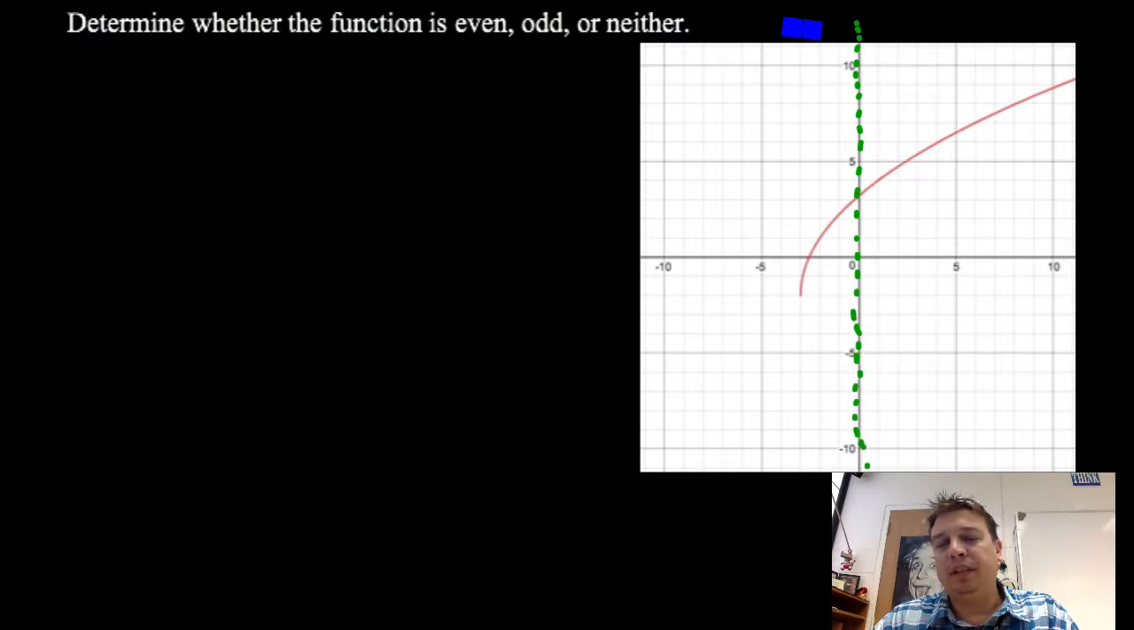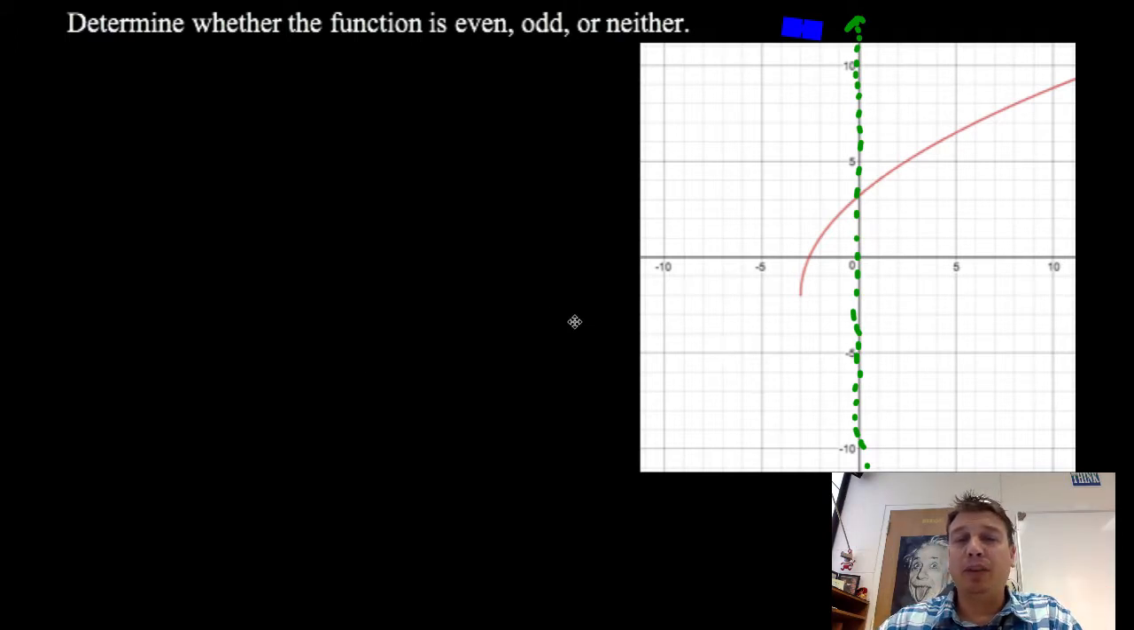Okay, so I have my graph, and I've got my line at the axis of symmetry. If I fold this in half, there's no way it's going to lay on top of the other side. If I hold this point here and rotate the graph 180 degrees, I'm not going to get the exact same graph that I started with.